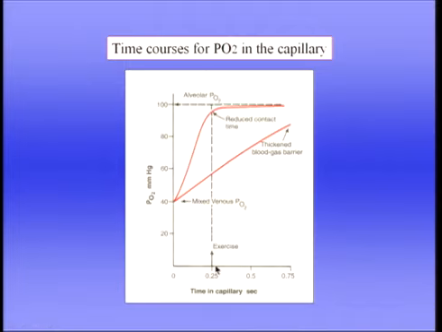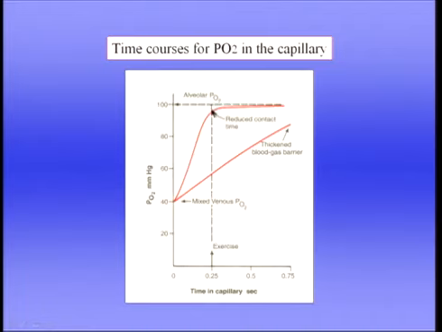The first way is exercise, because with exercise you reduce the contact time, the time spent by the blood in the capillary. That's because the cardiac output rises from 5 or 6 liters per minute to perhaps 25 or maybe even 30 liters per minute. And so the amount of time that the blood spends in the capillary is greatly reduced. And it may be reduced to, say, 1/3 of a second. Under these conditions, there's perhaps only just enough time for equilibration to occur.